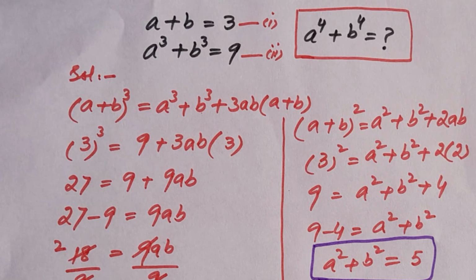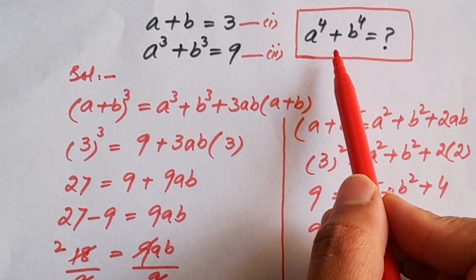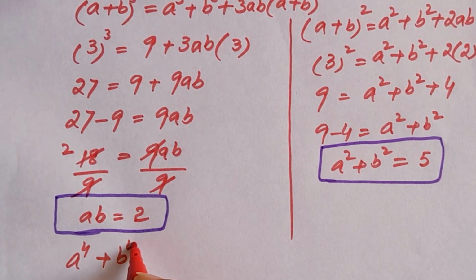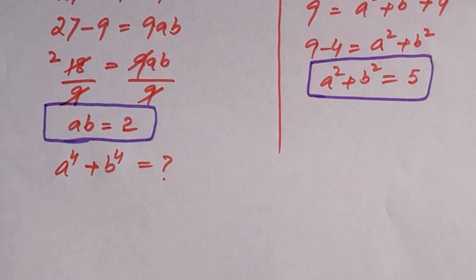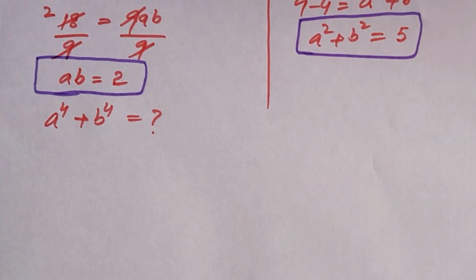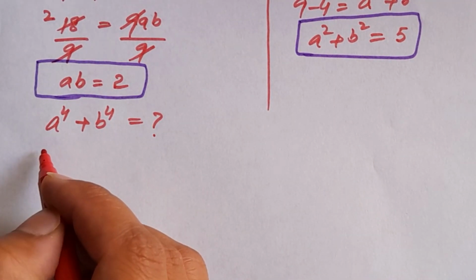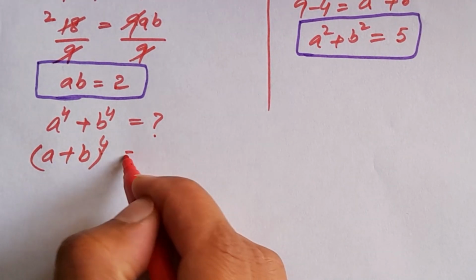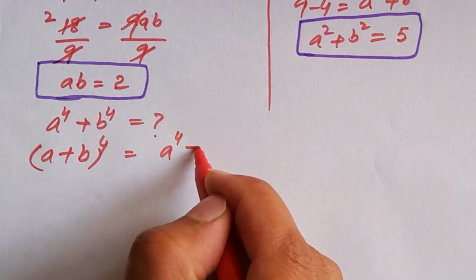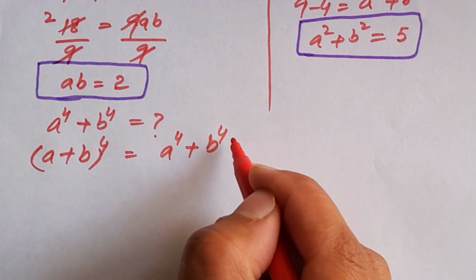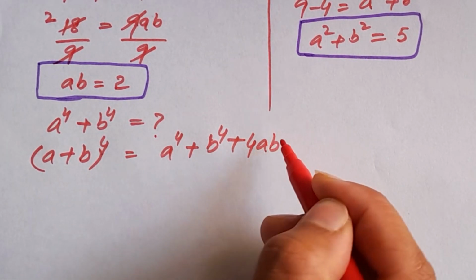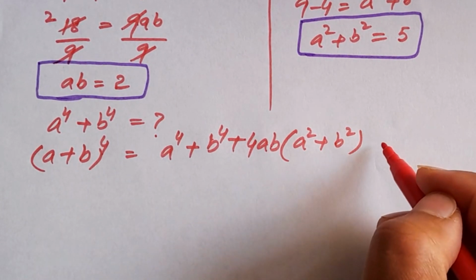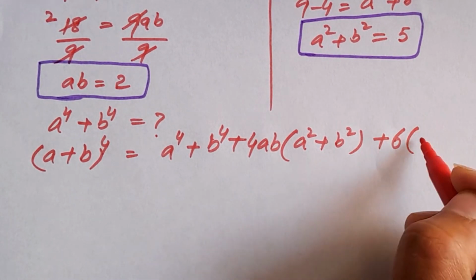As we have to find the value of a to the power 4 plus b to the power 4, for that we are going to use this formula, a plus b whole to the power 4. If we expand this, we will get a to the power 4 plus b to the power 4 plus 4ab times a square plus b square plus 6 times ab whole square.